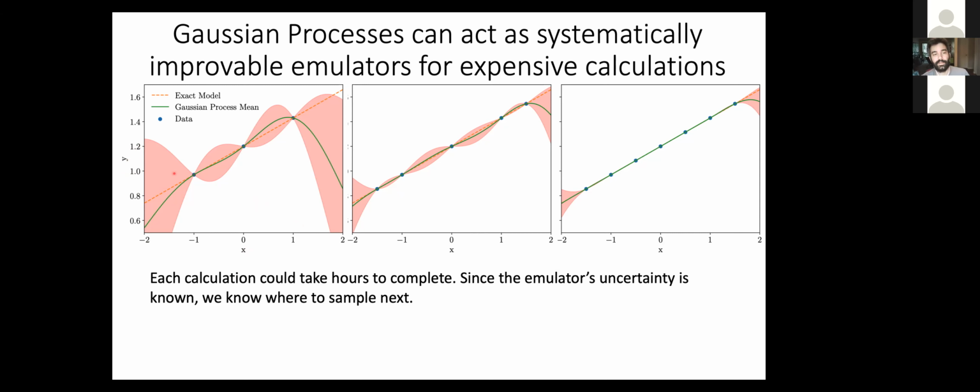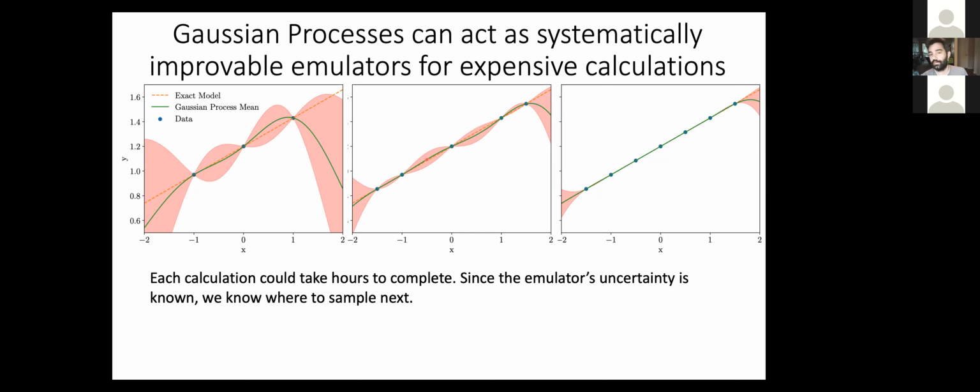Let's say the dashed line is what the exact model would be, but then you only have 3 predictions. So there are 3 data points. A Gaussian process would give you a mean that passes through these data points in this case, and an uncertainty for all the places where you do not have data points. Because you have an uncertainty, you know which is the next point you want to sample in order to reduce the uncertainty. So here we have only 3 data points.